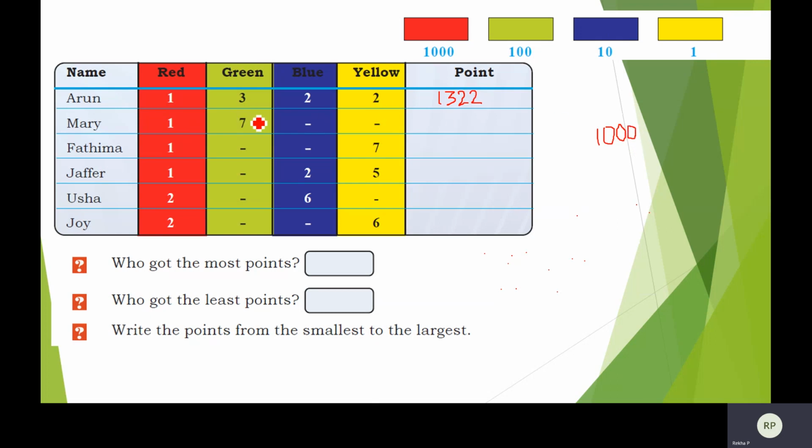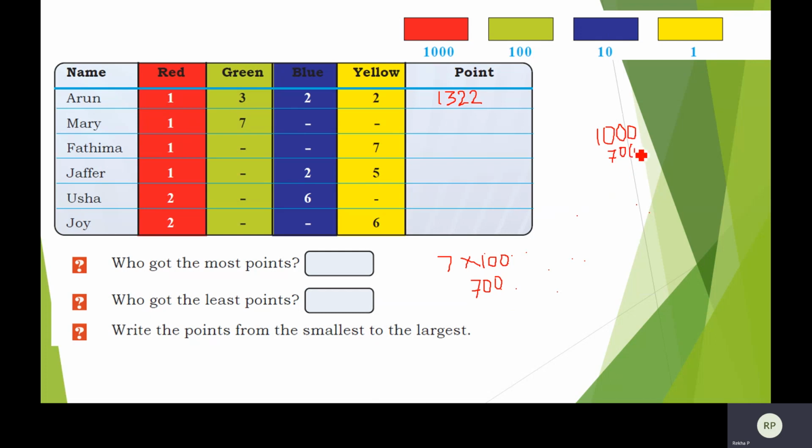And then 7 green cards are there. You already know a green card is 100 points. So for 7 green cards, how will you find out the total points? 7 into 100. What is the answer? It is 700. Okay. So how will you write this? The 7 is at the hundreds place. Write it in the hundreds place: ones place, tens place, hundreds place. 7 is at the hundreds place.